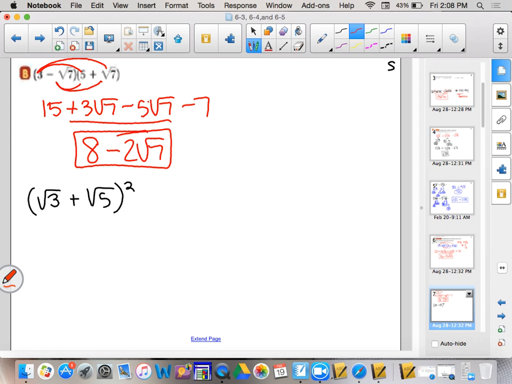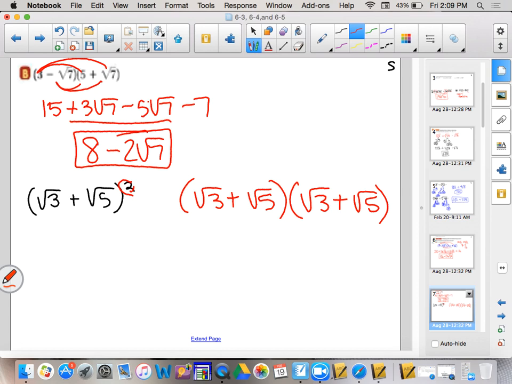What does this right here mean in this problem? That I'm going to multiply it by itself. That does not mean that I'm going to say the square root of 3 squared and the square root of 5 squared. It means that I'm going to come over here and I'm going to multiply it by itself. So what is the square root of 3 times the square root of 3? 3.